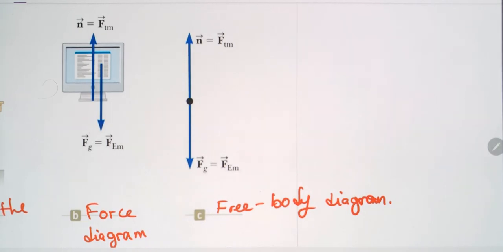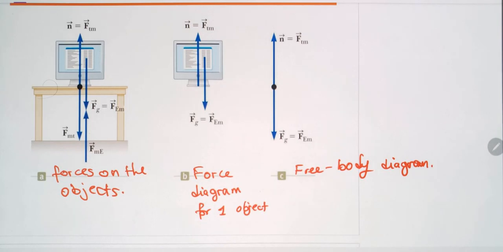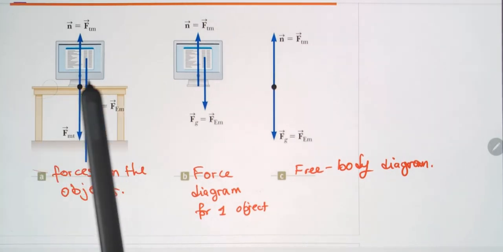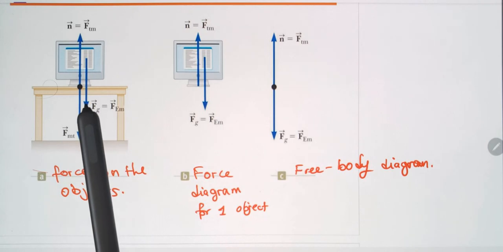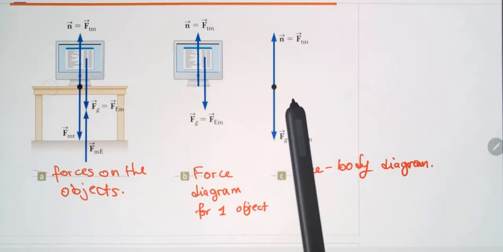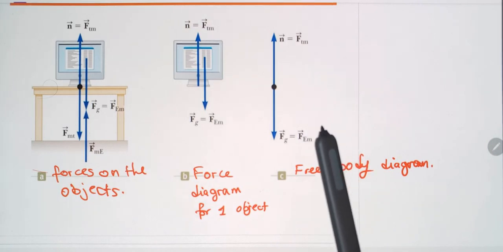This one, forces on the object, like spaghetti. You cannot solve a problem using this one. It's confusing, very confusing. So when you solve a problem, we use a free body diagram. And as I told you, I saw many questions. The first question, they will tell you, draw the free body diagram.